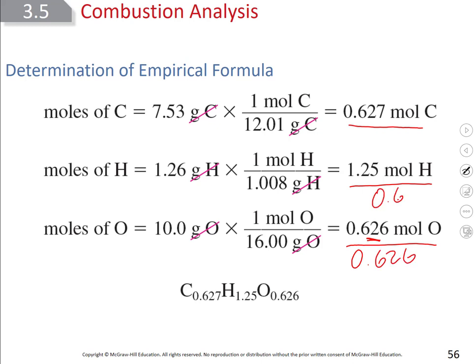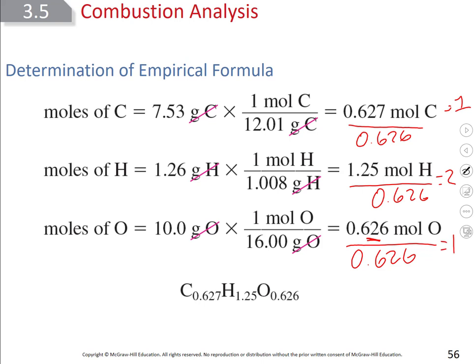0.626. Now, 0.627 divided by 0.626 is pretty darn close to what? 1. So we're going to say it's about 1 carbon. And 1.25 divided by 0.626 is pretty darn close to what? 2. And then, of course, oxygen divided by itself is 1.